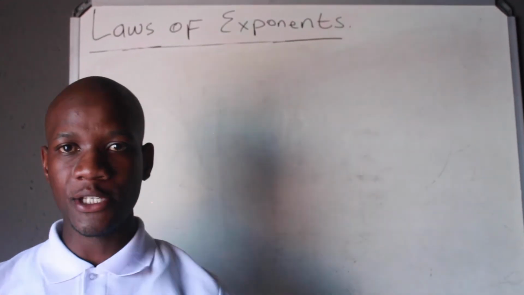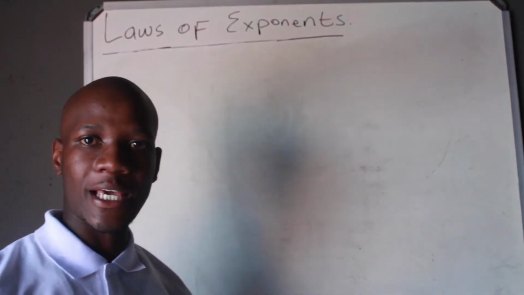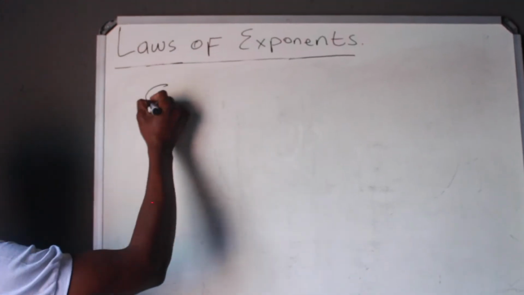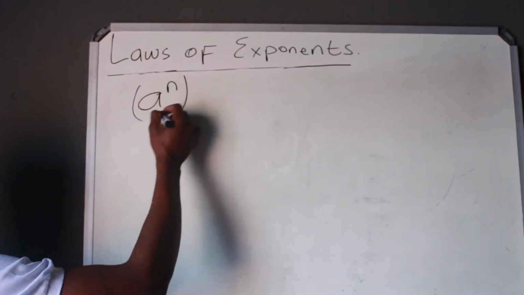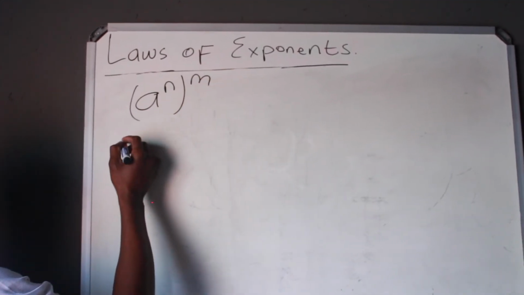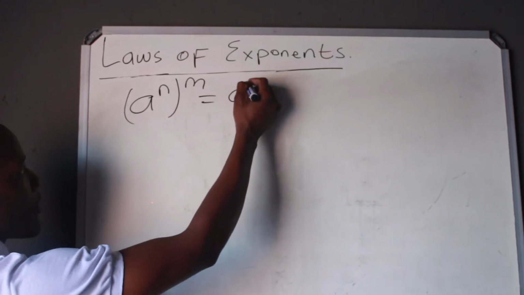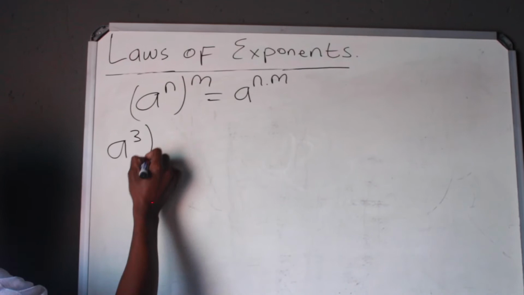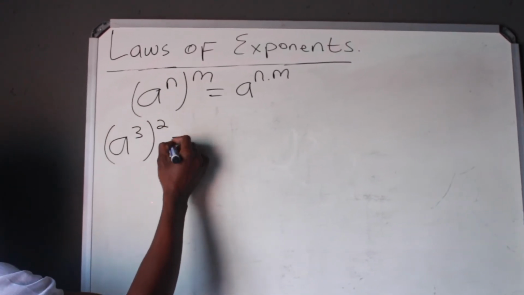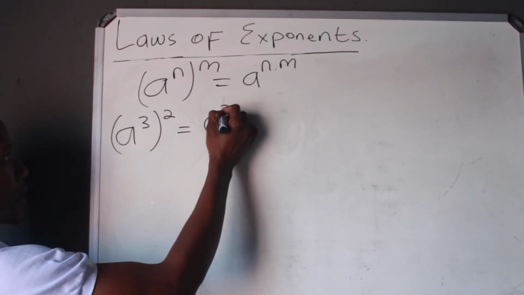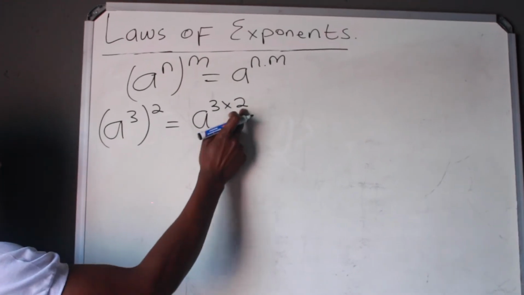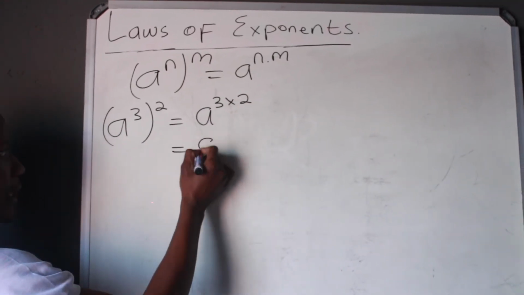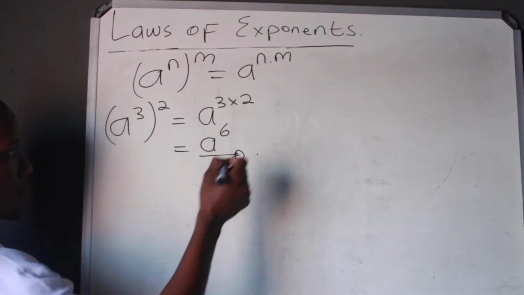When a power is raised to a power, we multiply exponents. So a to the power n all raised to the power m is equal to a to the power n times m. So a to the power 3 all raised to the power 2 is equal to a to the power 3 times 2, and 3 times 2 is 6. So it's a to the power 6.